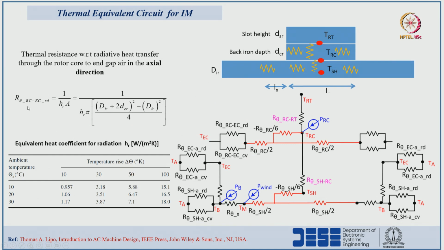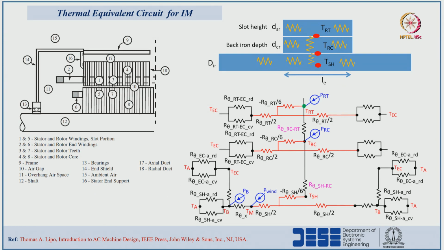And the thermal resistance between the rotor core to end cap through the air presented in between the end cap to the rotor core, we can represent as a radiation based heat transfer, and the thermal resistance R theta rotor core to end cap radiative transfer is nothing but 1 by HR into A. Here the area with respect to the radiative heat transfer is also the same hollow cylinder area, and HR is the heat transfer coefficient for radiation.